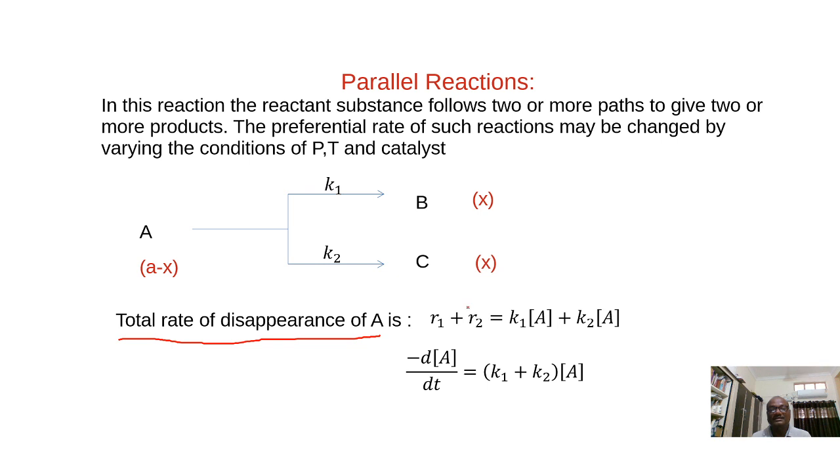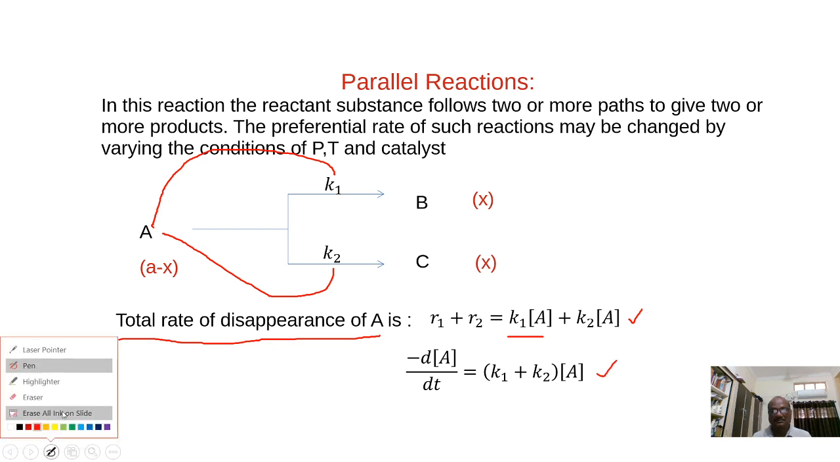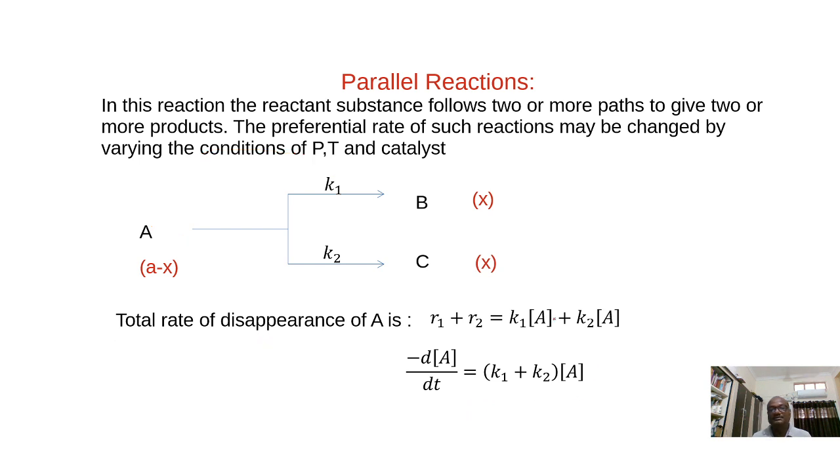So we say it is R1 plus R2, that is the rate of the first reaction plus the rate of the second reaction. For both of these, A is the common reactant. So we write K1 into concentration of A and K2 into concentration of A. That's why minus d of concentration of A divided by dt is equal to K1 plus K2 into concentration of A, because the concentration of A term is common. Taking the concentration of A as common, you will get this equation.